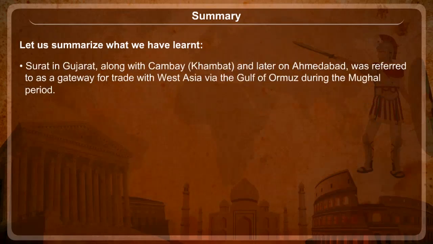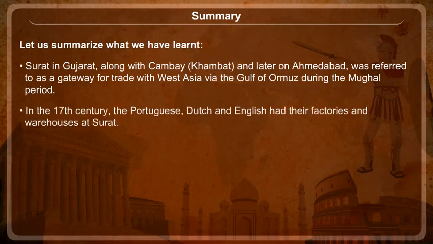Surat in Gujarat, along with Cambay or Khambhat, and later on Ahmedabad, was referred to as the gateway for trade with West Asia via the Gulf of Hormuz during the Mughal period. In the 17th century, the Portuguese, Dutch and English had their factories and warehouses at Surat.